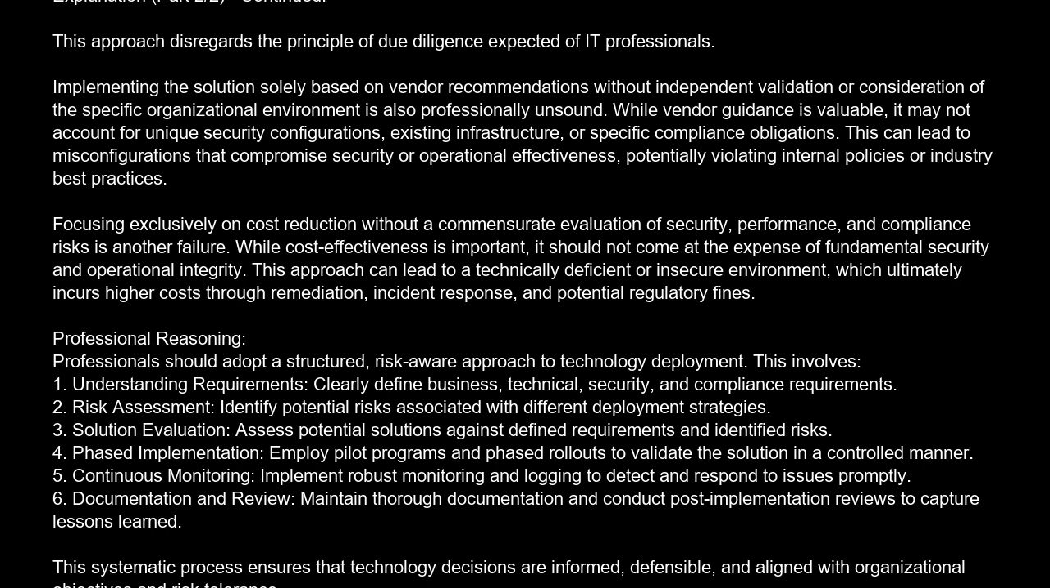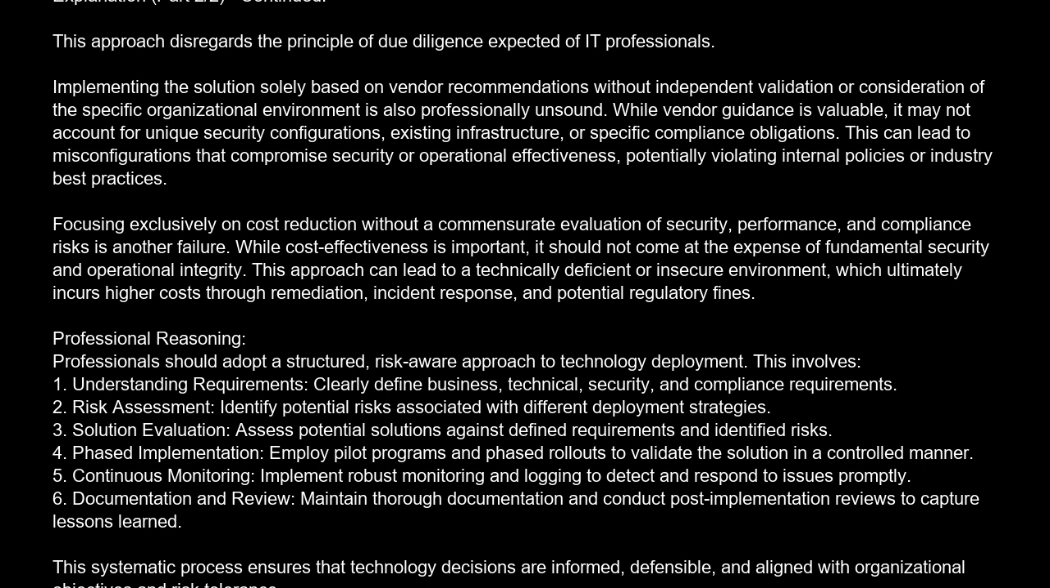Professional reasoning. Professionals should adopt a structured, risk-aware approach to technology deployment. This involves: 1. Understanding requirements. Clearly define business, technical, security, and compliance requirements. 2. Risk assessment. Identify potential risks associated with different deployment strategies. 3. Solution evaluation. Assess potential solutions against defined requirements and identified risks.